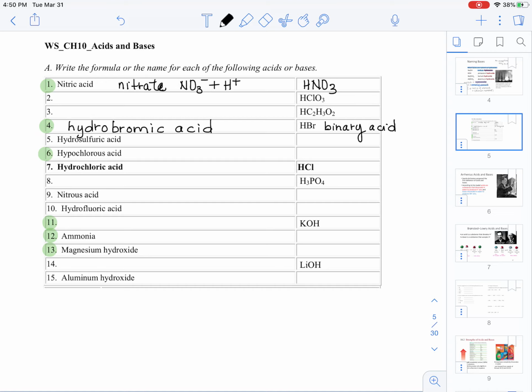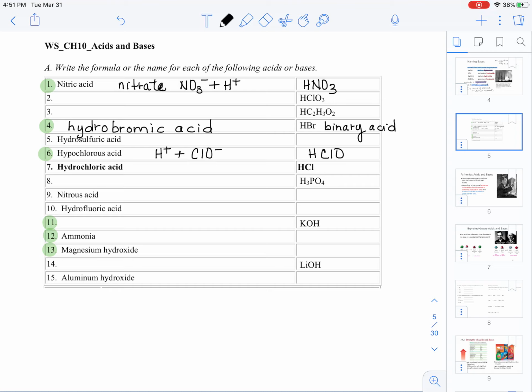For number 6, we have hypochlorous acid. Because the ending is ous acid, I know that this came from a polyatomic ion that ends in ite. So because I know that this is an acid, we're going to have an H paired with my polyatomic ion, that in this case is going to be hypochlorite, whose chemical formula is ClO negative. When we pair that with H plus, the chemical formula for that acid is going to be HClO.